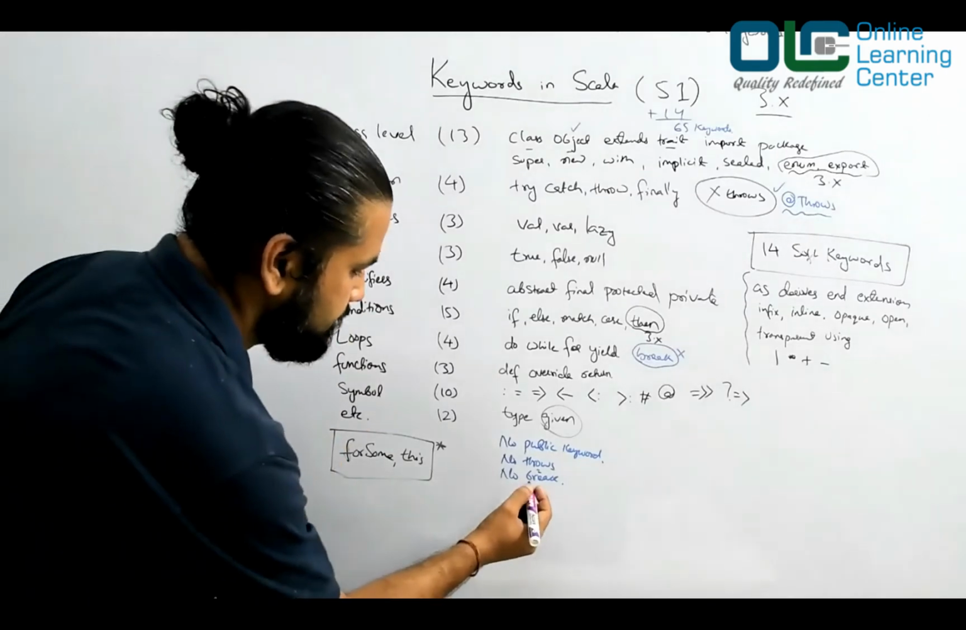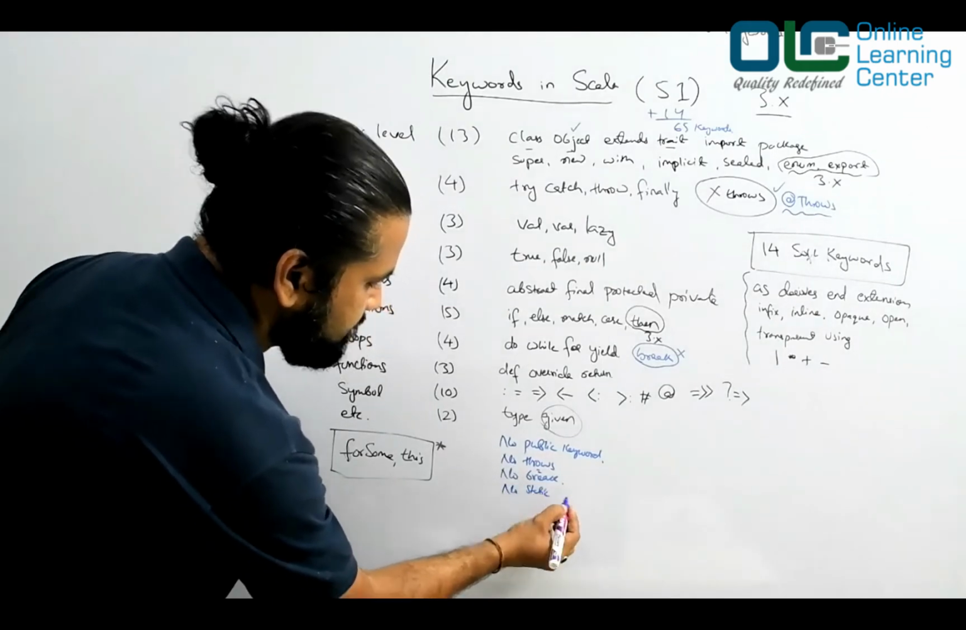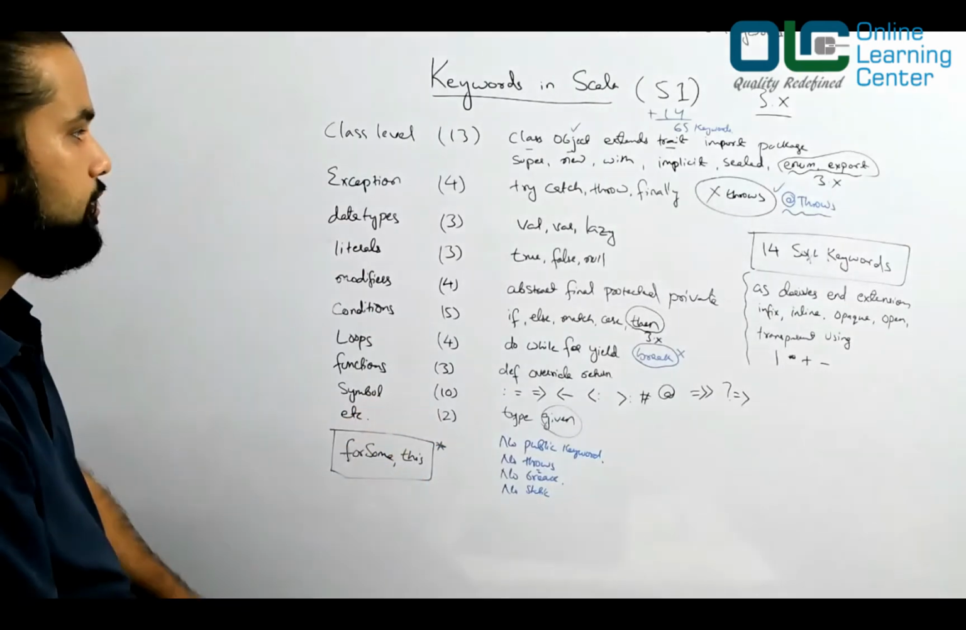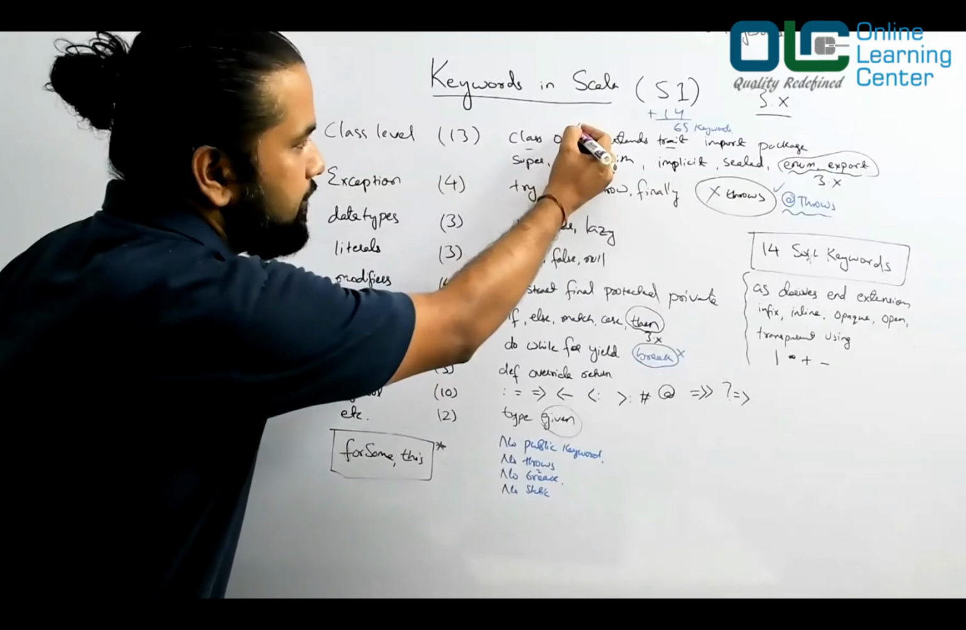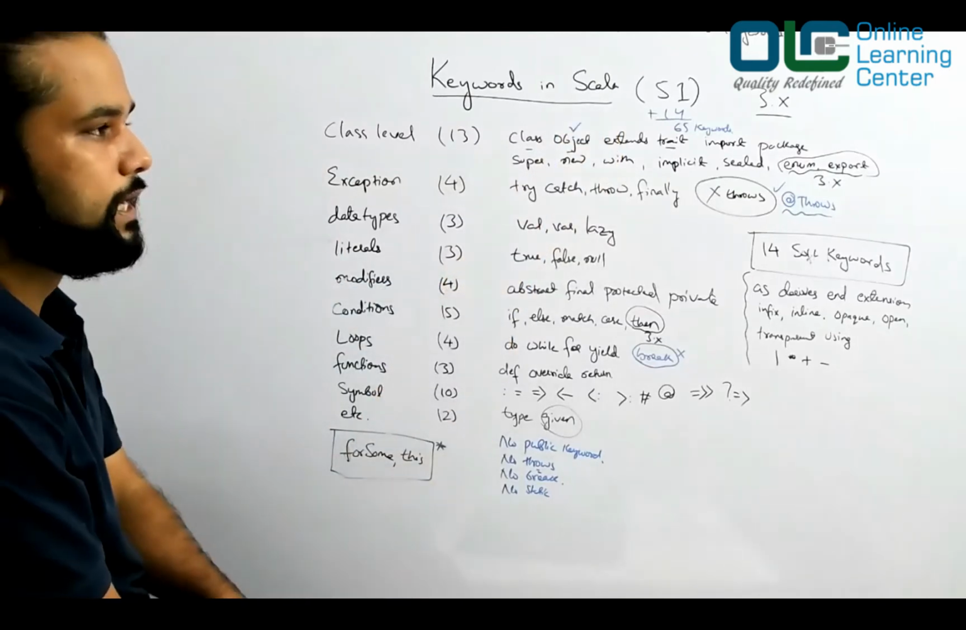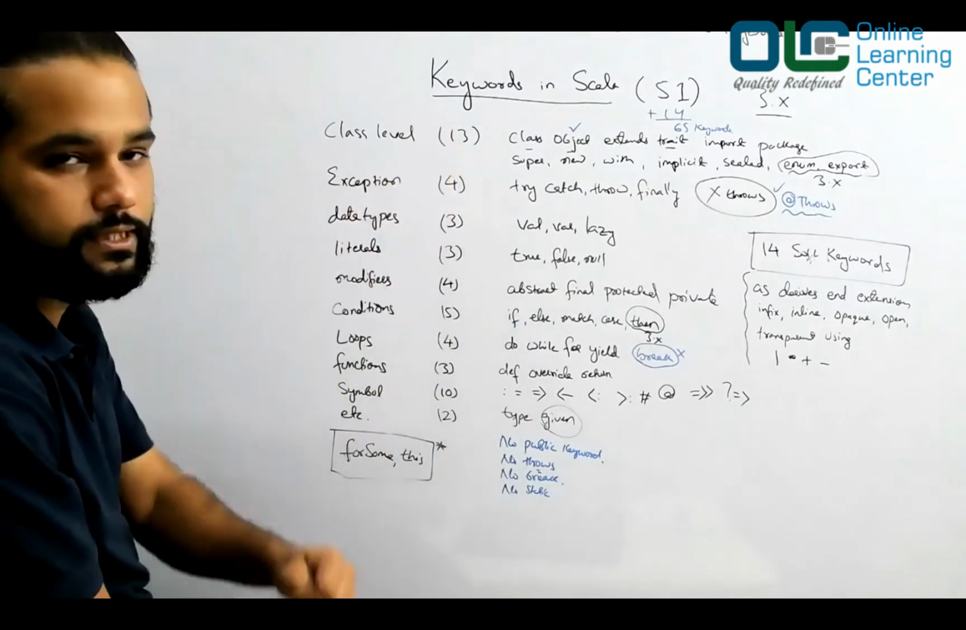Next, you do not have a static keyword. Static is basically a class level variable in Java. You do not have a static keyword in Scala. Instead, you have something called object. We will learn about this as we move on. So if you want to deal with static variables, then you should basically talk about object.